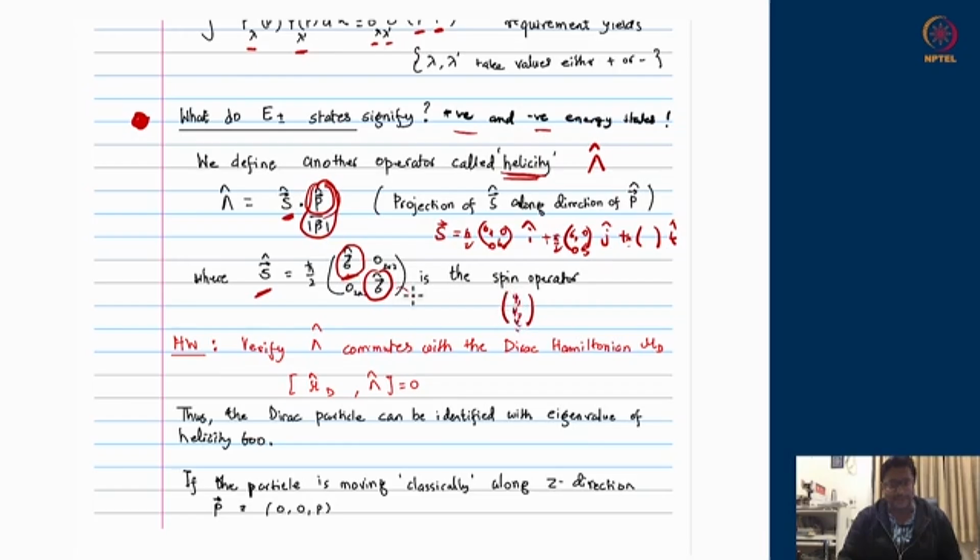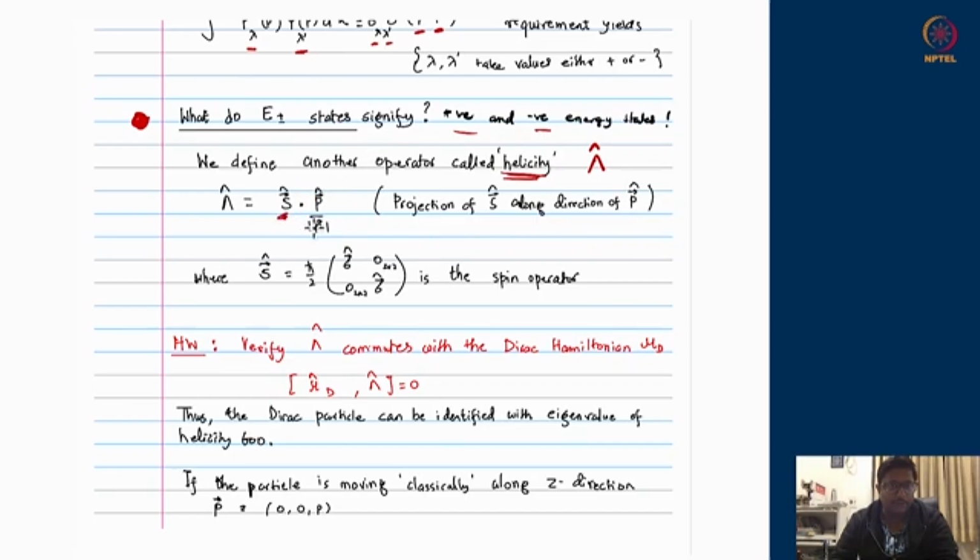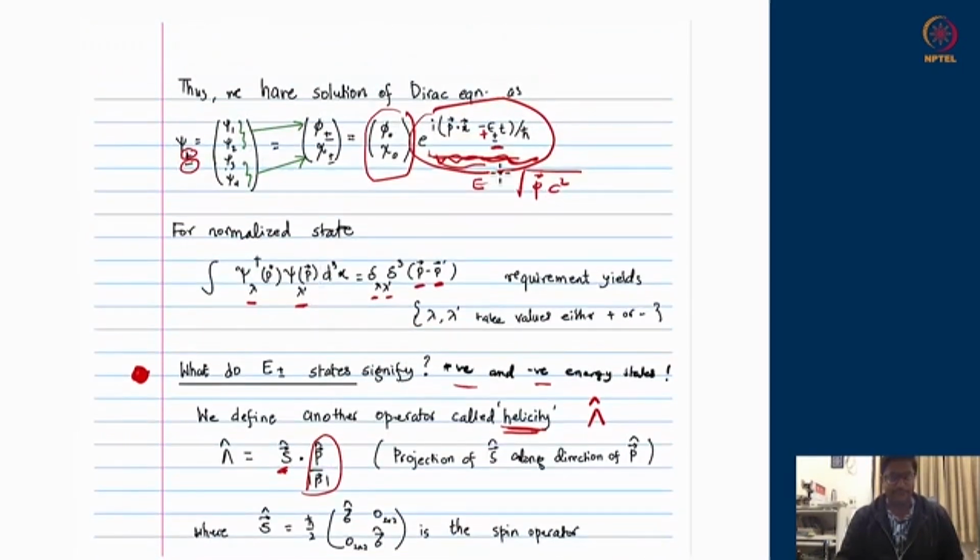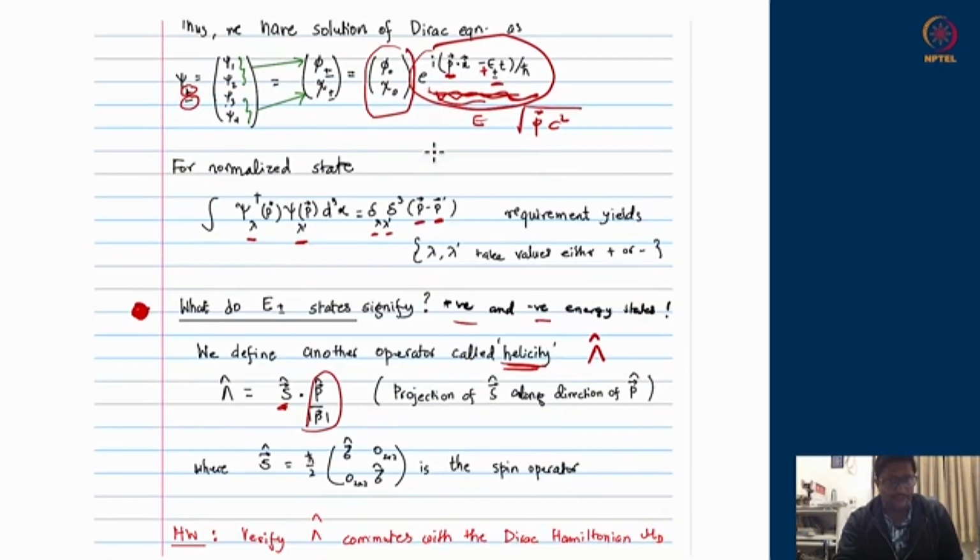This can act on a 4 cross 1 dimensional vector. So therefore, this is the spin operator for the full wave function. So what we are doing, the helicity, which we are defining as a new operator, is just the projection of the spin operator along the momentum along which the plane wave is moving. The plane wave has some momentum p, an eigenstate of the momentum operator. That means it has some direction along which it is moving.